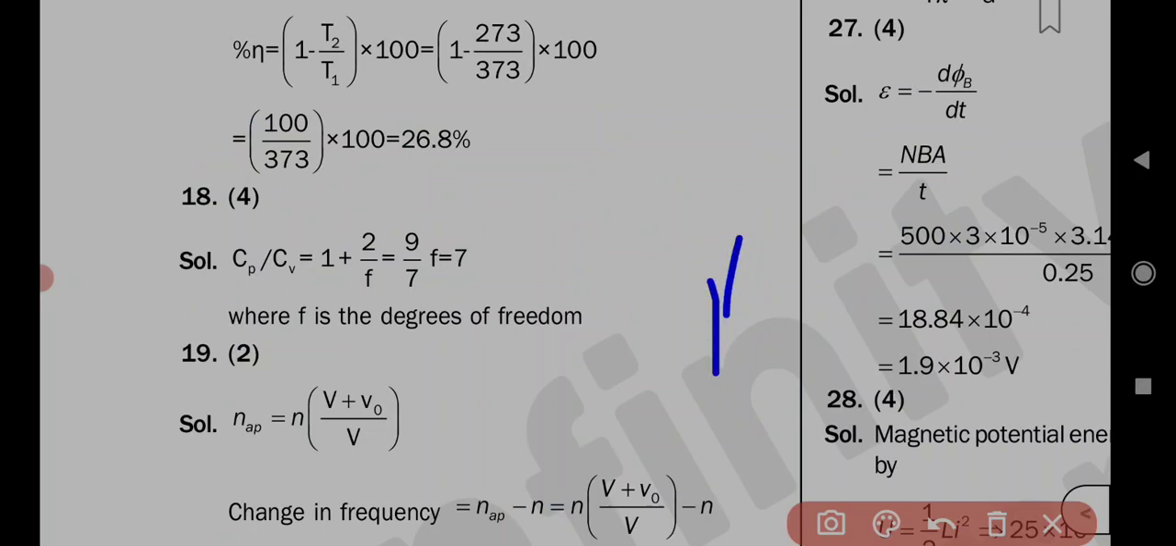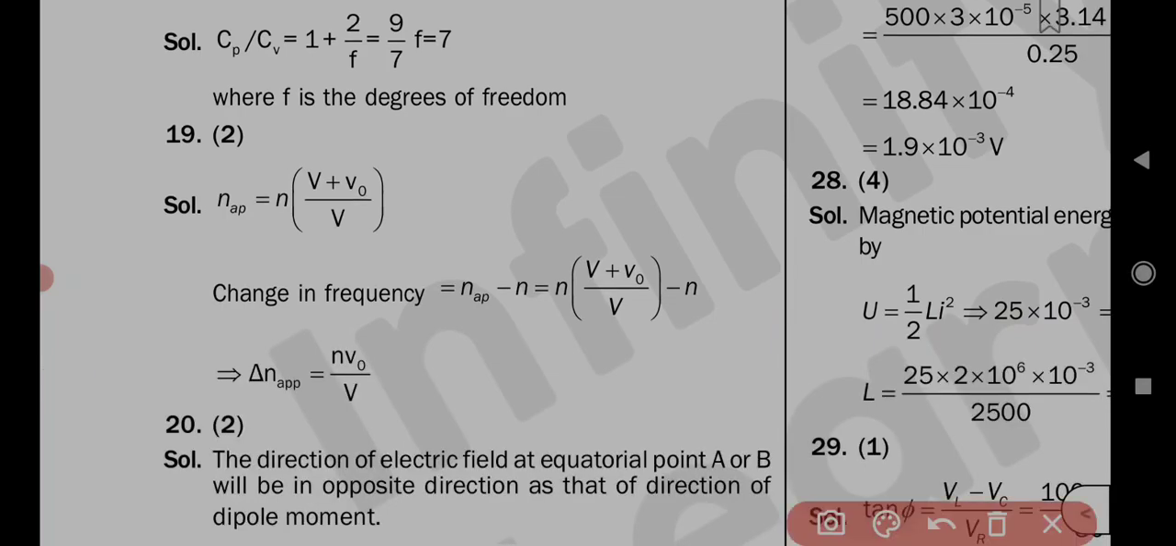Then another question, which is very interesting, really. It's on the Doppler effect. If an observer is moving with uniform velocity v naught towards a stationary source of frequency n, and the velocity of sound in the medium is v, then find the apparent change in frequency of the sound heard by the observer. So there is an observer going towards the source. Maybe the source is playing some songs, so the observer is moving towards it to listen. The frequency of the source sound is n, the velocity of sound in the medium is v, and the observer velocity is v naught.